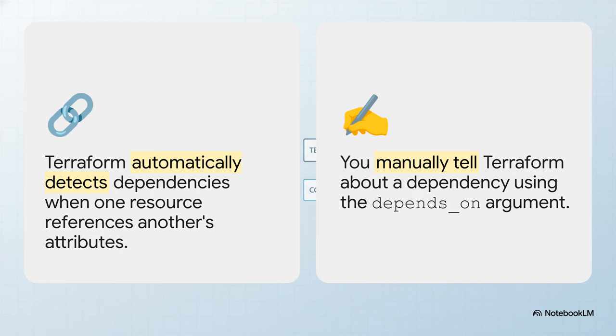But sometimes you have a dependency that isn't so obvious from the code. For those cases, you have to be direct and tell Terraform yourself. That's called an explicit dependency, and you use the depends_on argument for it. So here's what an explicit dependency looks like. We're creating a storage container inside our storage account. Now, technically, because we're referencing the storage account's ID, that already creates an implicit dependency. So the depends_on block here isn't strictly necessary.